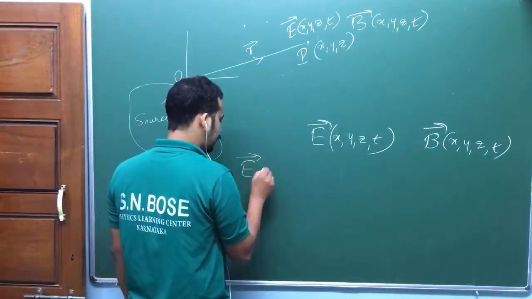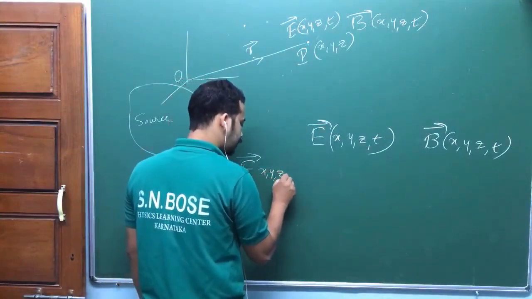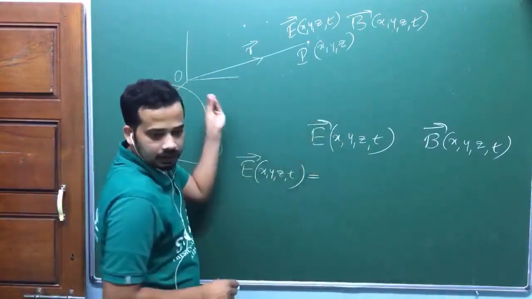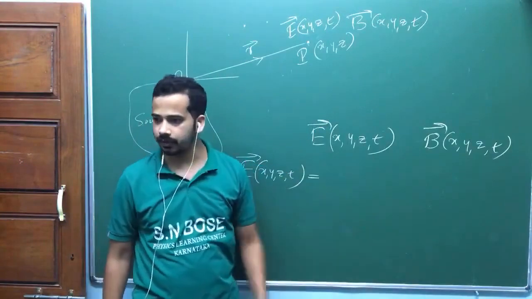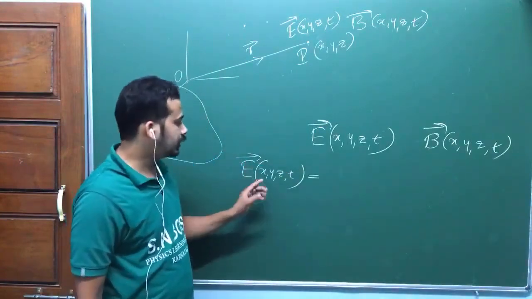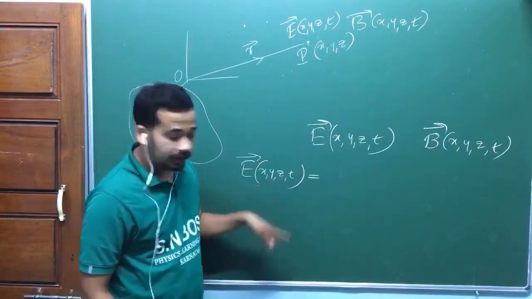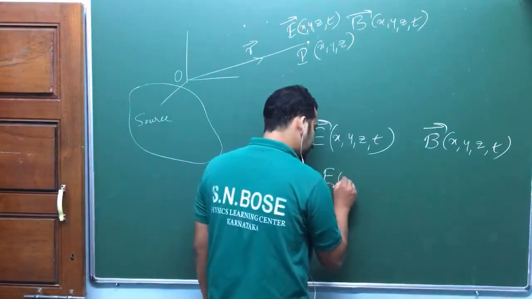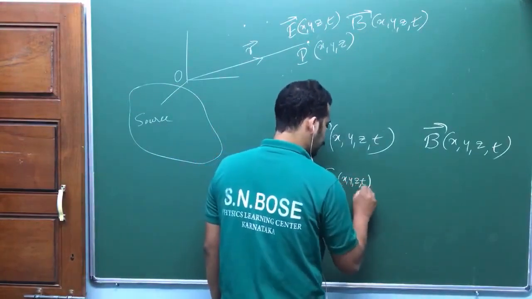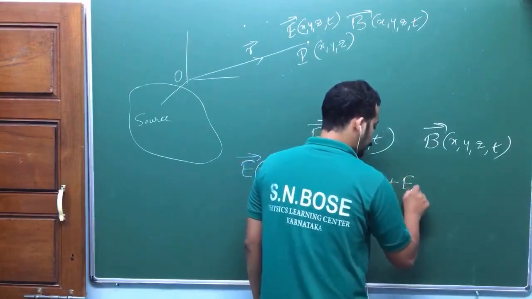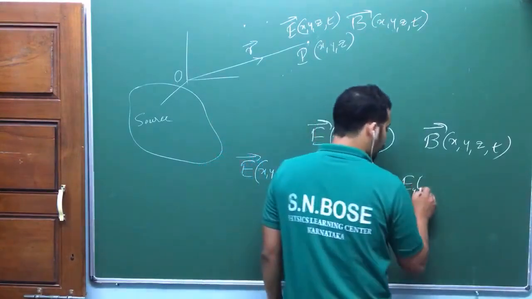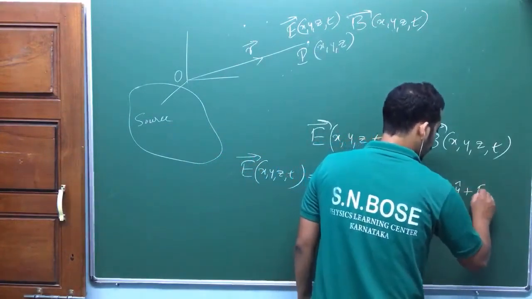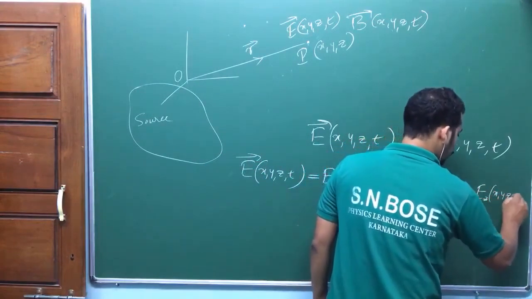Look here, this electric field as a function of x, y, z, t means that, with respect to some origin and coordinate system, we split it into x, y, z components. Its x component is a function of x, y, z, t times x cap. Its y component is a function of x, y, z, t. Its z component is a function of x, y, z, t.